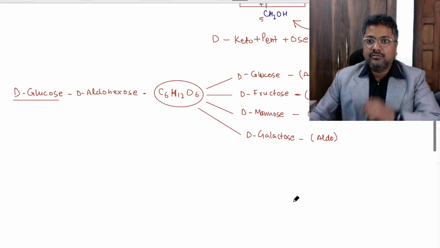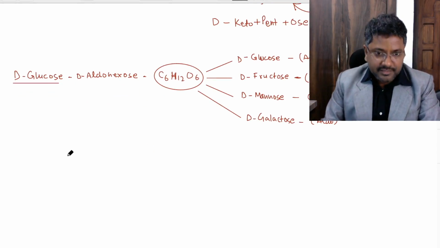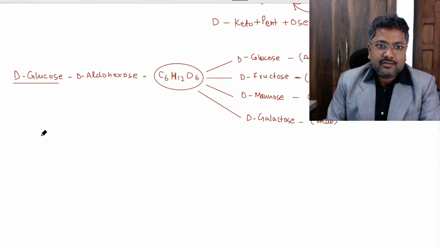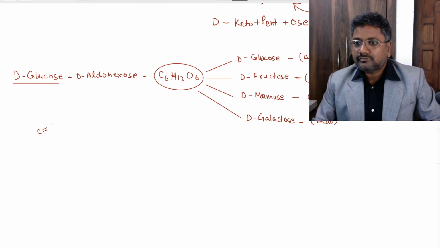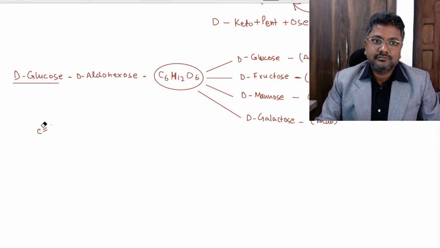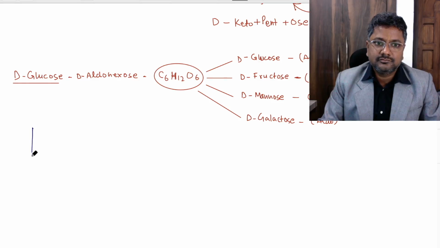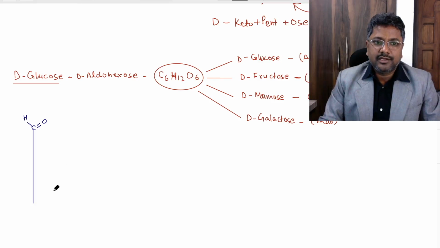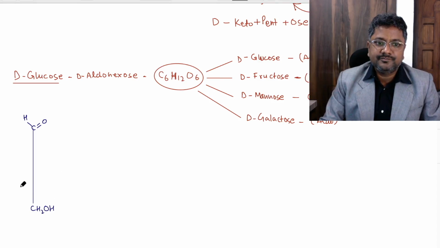So see how to remember the structures of all these. First, you have to remember the structure of glucose. Glucose is an aldo sugar. So C double bond O, H, and at the bottom CH2OH.